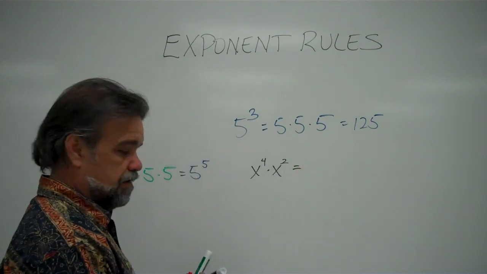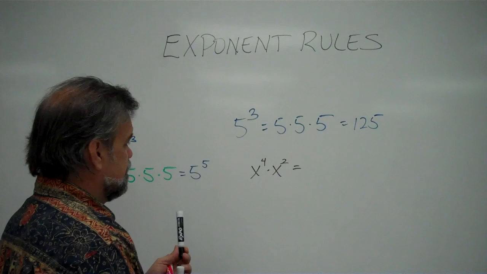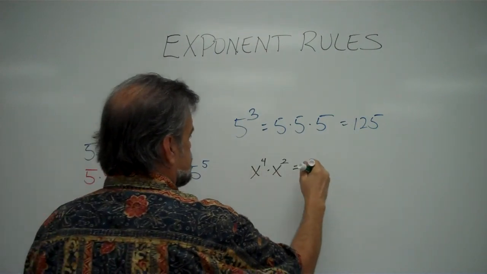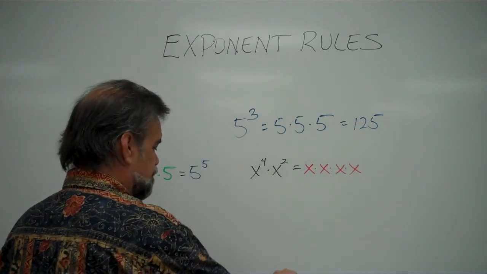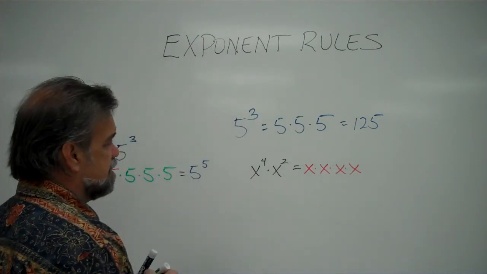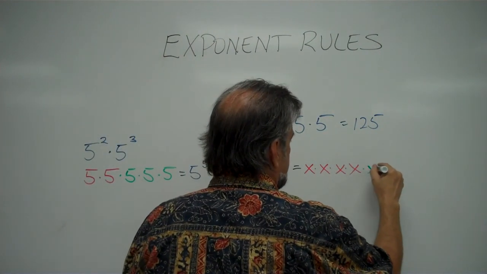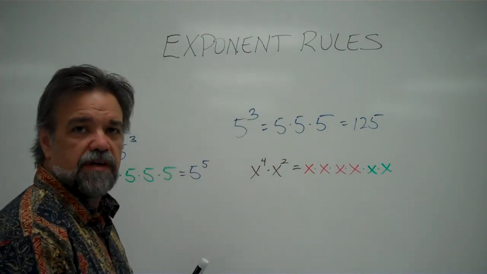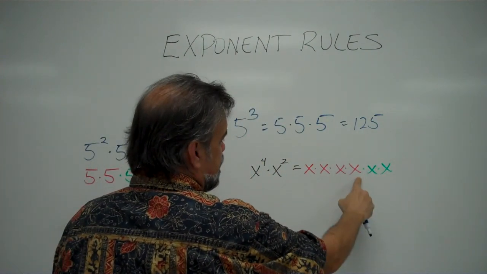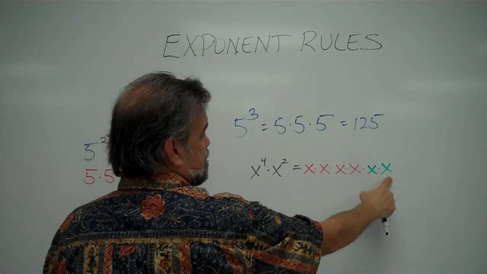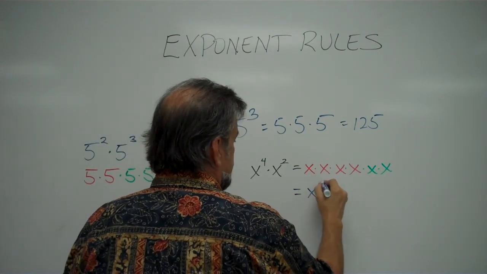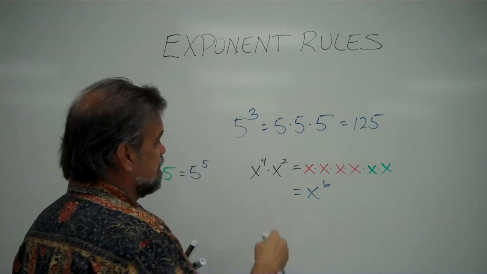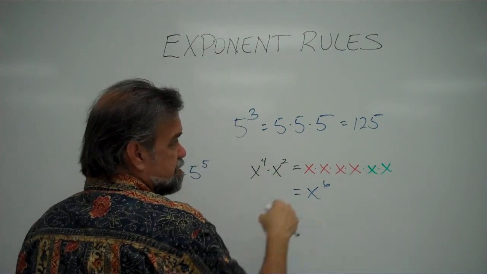I'll say, what if I had x to the 4th times x to the 2nd? What's that going to look like? Well, x to the 4th, that would be x times x times x times x, 4 of those x's, and x to the 2nd, that would be times x times x, and what do I get? I get x to the 6th power if I count those all up, okay? And again, an easier way to do that would have just been saying 4 plus 2 equals 6.